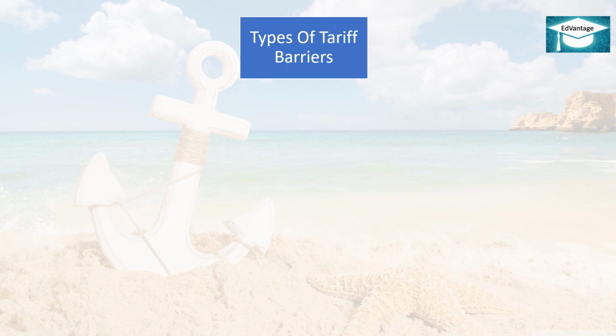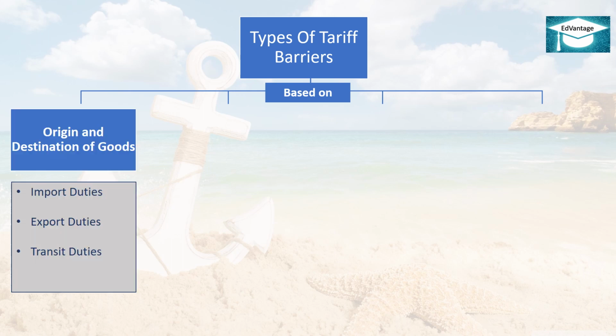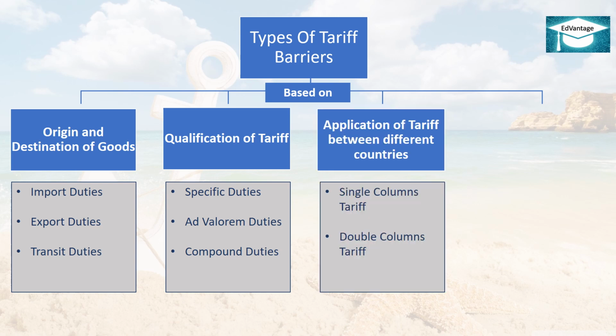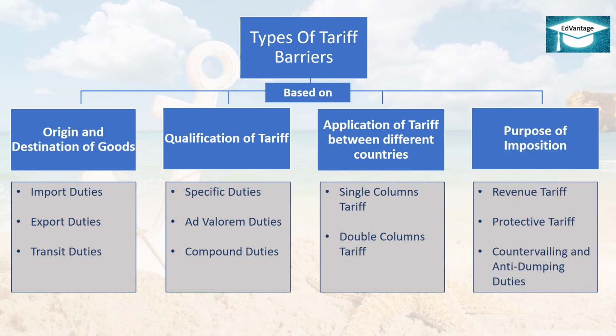Types of tariff barriers. The tariffs are divided into various types based on: 1. Origin and destination of goods. 2. Qualification of tariff. 3. Application of tariff between different countries. 4. Purpose of imposition. We shall now discuss them in detail in the subsequent slides.